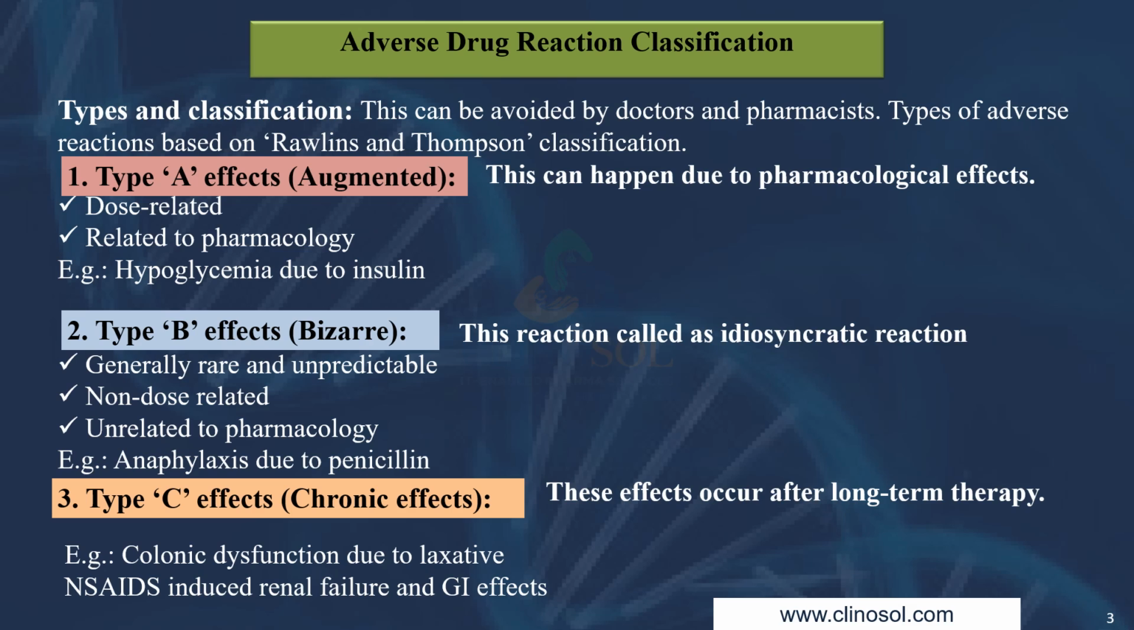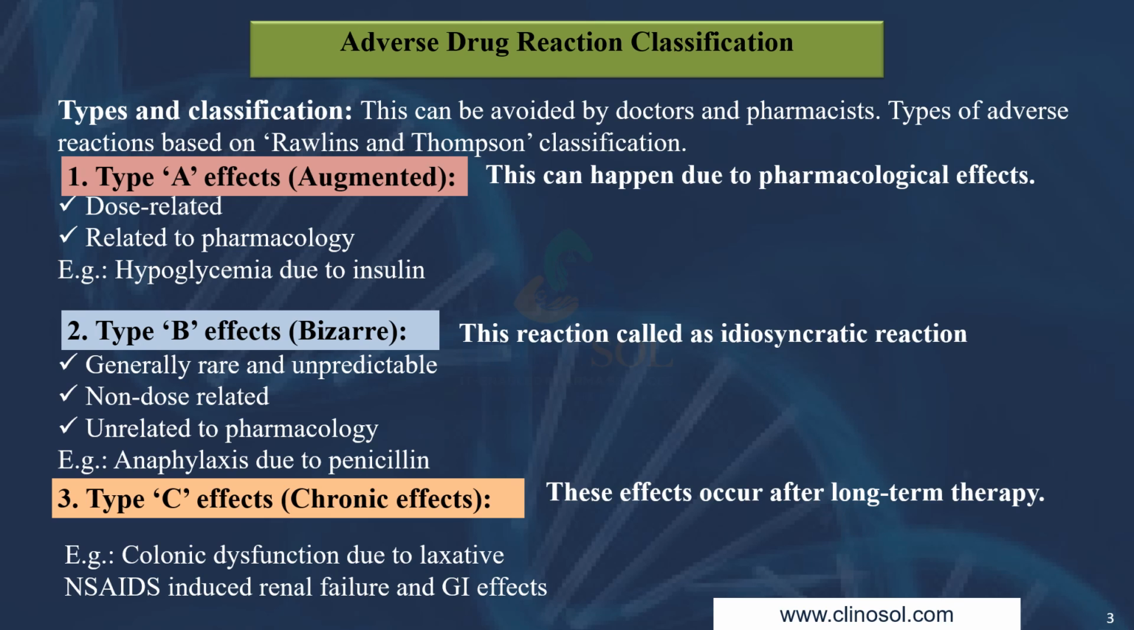Generally, the adverse drug reactions are classified into 5 types. Those are type A, type B, type C, type D, and type E. Now we will see one by one. Type A effects, which are also called augmented effects. These can happen due to pharmacological effects, which are dose related and related to pharmacology. Example is hypoglycemia due to insulin.